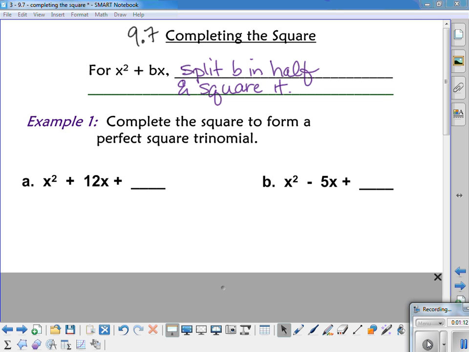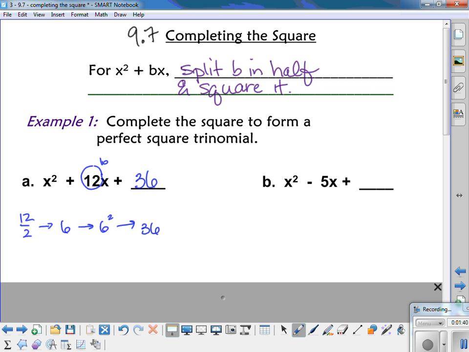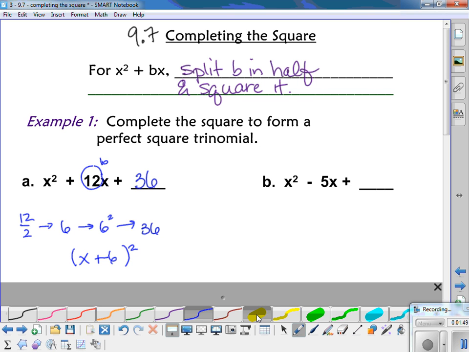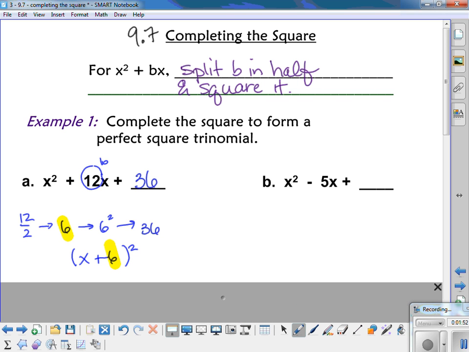Okay, so if we look at our first example, I've got x squared plus 12x plus something. So the 12x, the 12 is my b. So I'm going to split that in half. And what do I get? 6. And then I'm going to take it and square it. And so it equals 36. So to make that a perfect square trinomial, half of 12 is 6. I square it, I get 36. So x squared plus 12x plus 36 is a perfect square, which means if I wanted to factor it, it would just be x plus 6 in parentheses squared. Okay, so do you guys see how those are related to each other too?